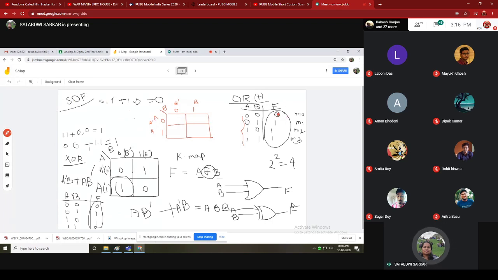Now we have to put the values of the output. Function F has these values. This is for 0 0: the value of A is 0, the value of B is 0. Which cell has the value 0 0? This cell, the first cell. So we have to put 0 here because it is 0. Now here it is 1. For which cell is the value of F 1? The value of A is 0 and the value of B is 1.